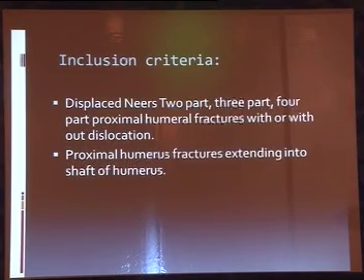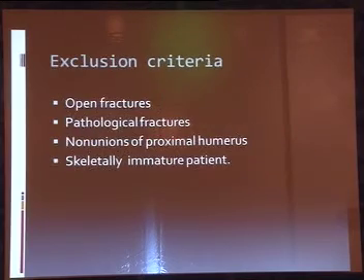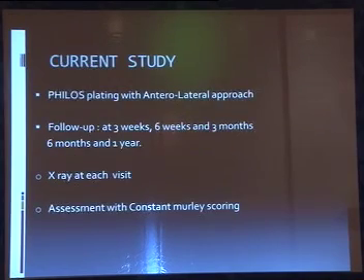The inclusion criteria were displaced Neer's 2-part, 3-part, and 4-part proximal humerus fractures with or without dislocation, and also proximal humerus fractures extending into the shaft of the humerus. The exclusion criteria were open fractures, pathological fractures, nonunion of the proximal humerus, and skeletally immature patients. In the current study we did Philos plating with the anterolateral approach, and the follow-up was taken at 3 weeks, 6 weeks, 3 months, 6 months, and 1 year.